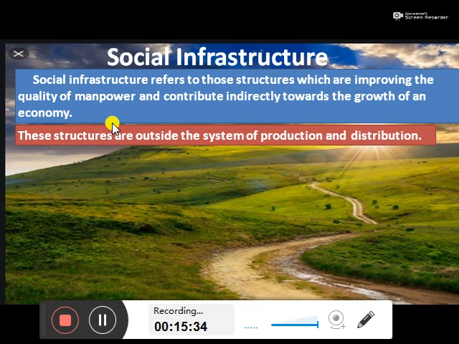Okay, just have the examples. These structures are outside the system of production and distribution. Of course, this is the structure which is not directly involved in the production process, but it helps to carry out the production activities without any disturbance.